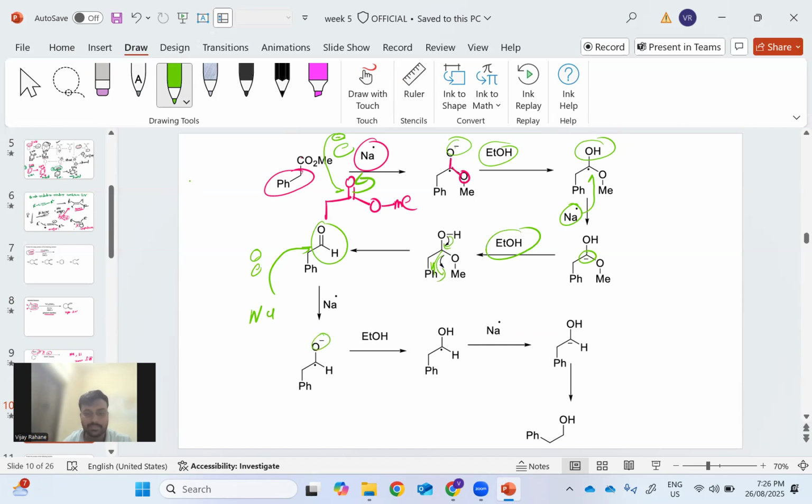This negative charge again abstracts the proton from the ethanol. It becomes the OH. Now another electron transfer takes place. It forms a negative charge, and that negative charge will again take a proton from the solvent, right? And it got converted to the alcohol now. Right, so this is the course of the reaction.